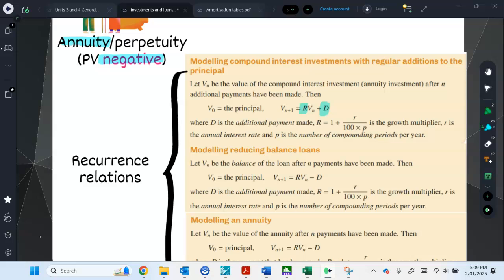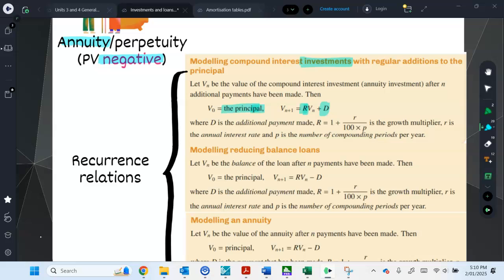So here are your recurrence relations. There are no rules for these because it just won't work, because you're adding to it each time. It changes each time, but you can have a recurrence relation. The first one here is investments. Same recurrence relation: we start off with the principal. You might see the starting value or the initial value. There's no consistency from your textbook, but it's all good.